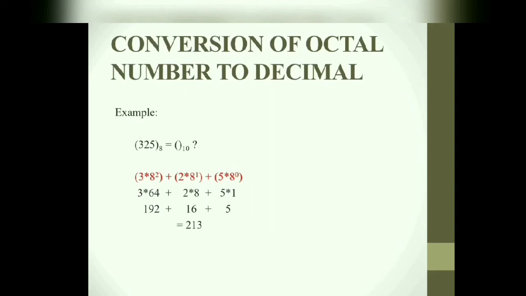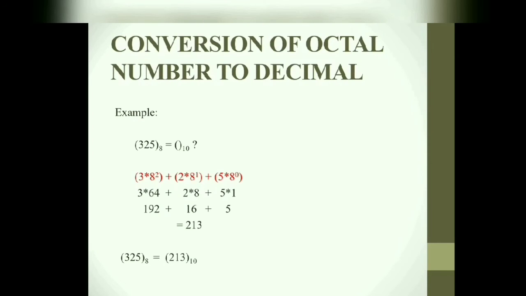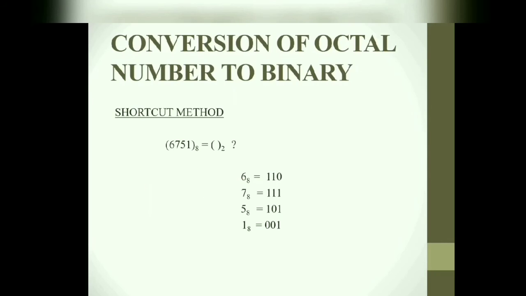Next one, octal to decimal conversion. This is like binary to decimal conversion. Determine the positional value and multiply each digit with the power of 8 and add the products. And the total will be the decimal equivalent of the octal number. So 213 is the decimal equivalent of the octal number 325.